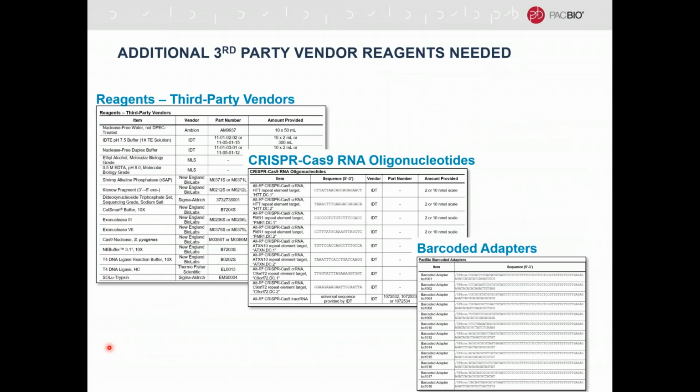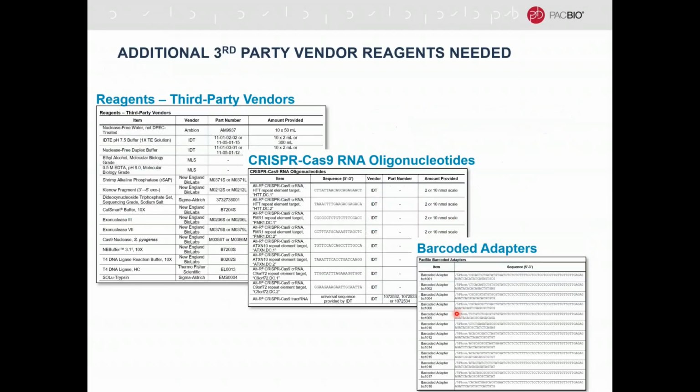So I mentioned third-party reagents are required, and in the procedure and checklist, what we call the wet lab protocol, there's a list of third-party reagents. Everything is able to be sourced worldwide and globally. We have recommended CRISPR-Cas9 RNA oligonucleotide sequences from IDT, which is our typical go-to vendor for these. If we have validated a guide for some of these repeat expansions, you'll see the sequence here. And these are pretty low cost. In the US, the list price for these guides is about $100.